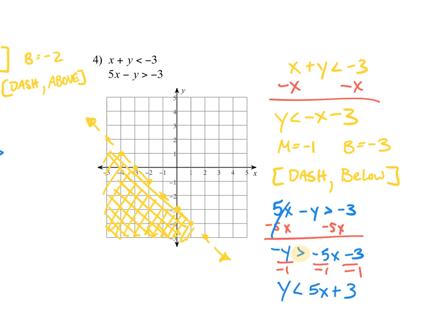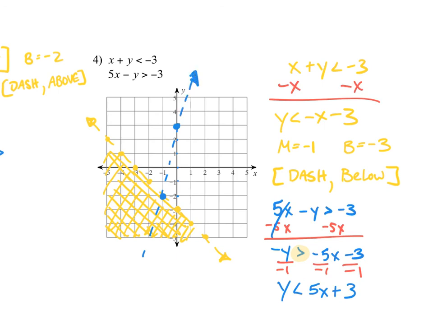Now, as you look at this, where are you going to put your dot? 3. Can you count up 5? No. So you're going to have to count down 1, 2, 3, 4, 5. And then you go over 1 because it is a positive slope. This is another one that is what? Dashed. This is dashed.